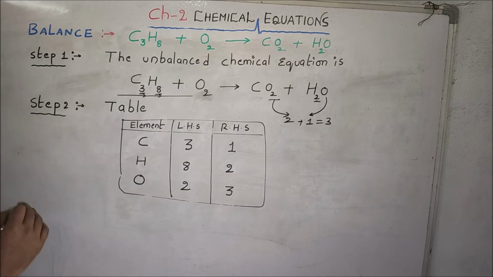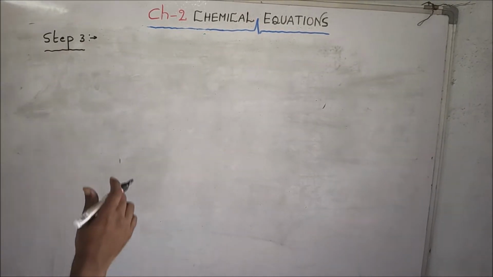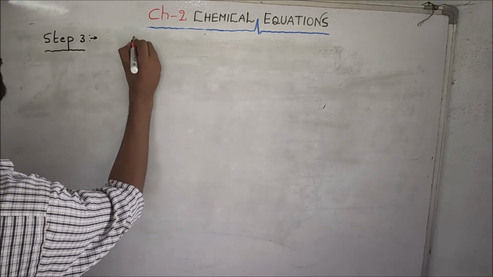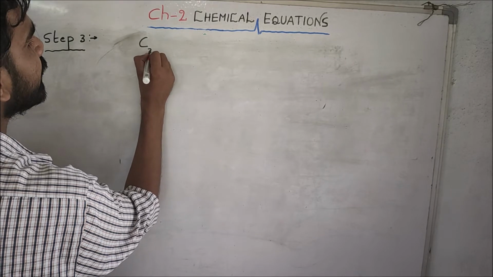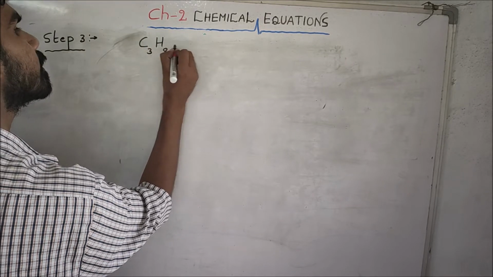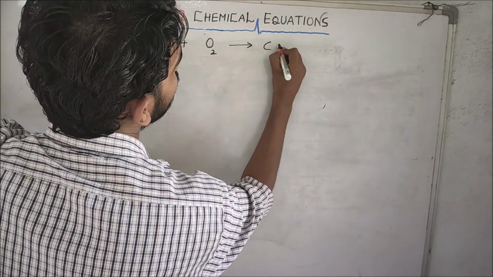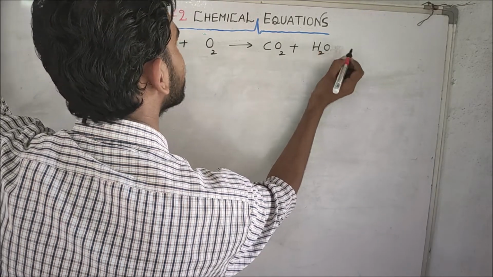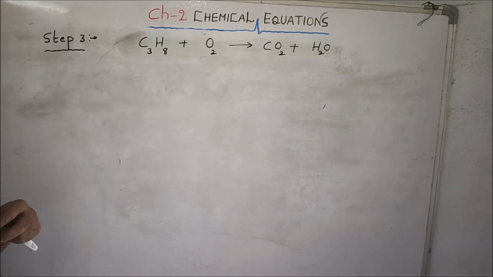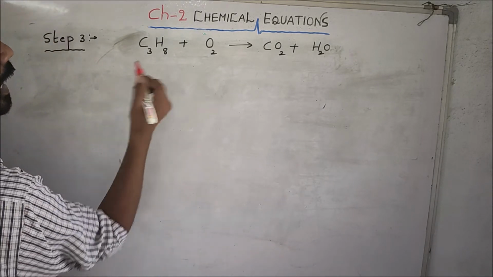Now we will write step 3. What is step 3? Family names. You write the question one more time. What is the question? C3H8 plus O2 gives rise to CO2 plus H2O. After writing that, we have to give family names. If I write with the same color, you will get confused. That's why I am using another one.